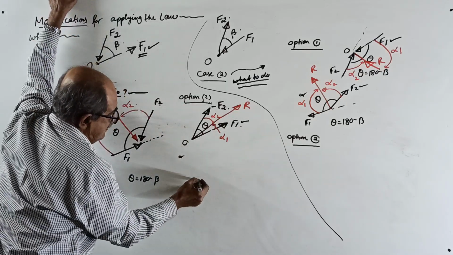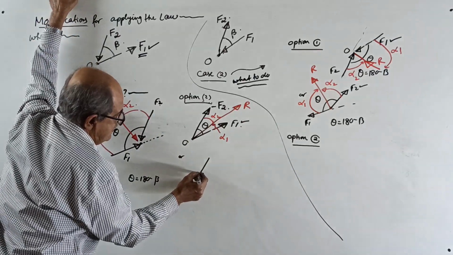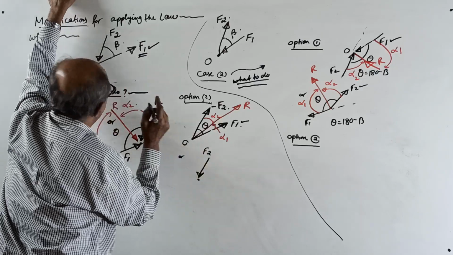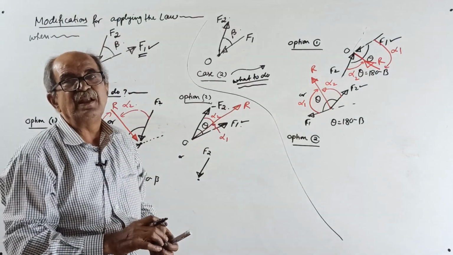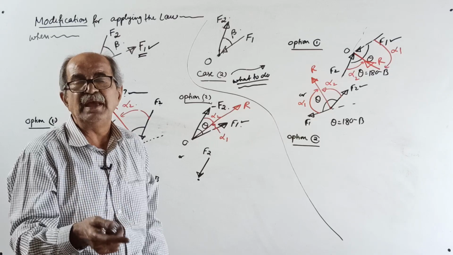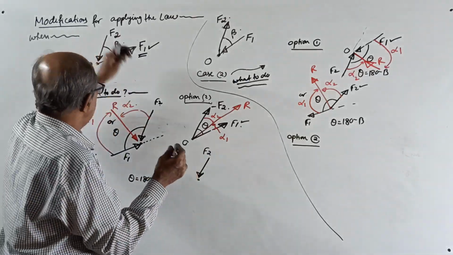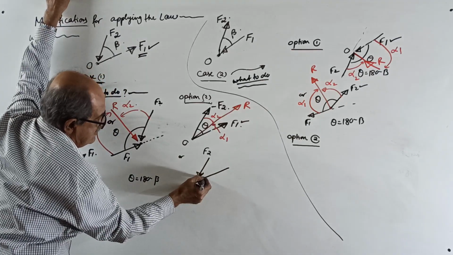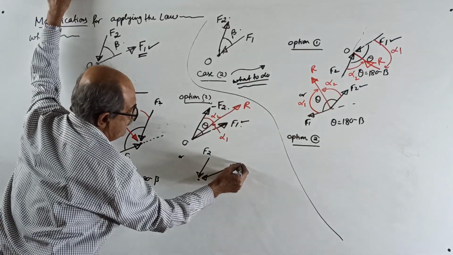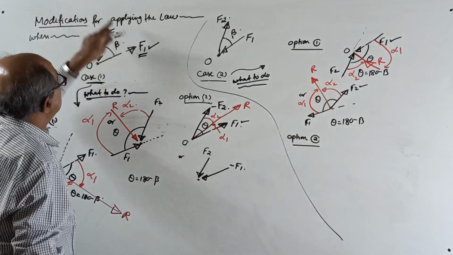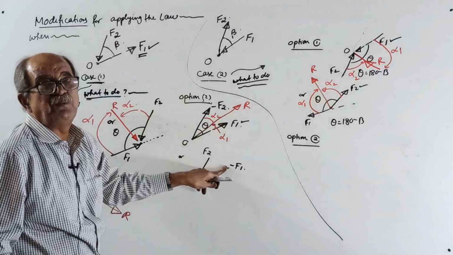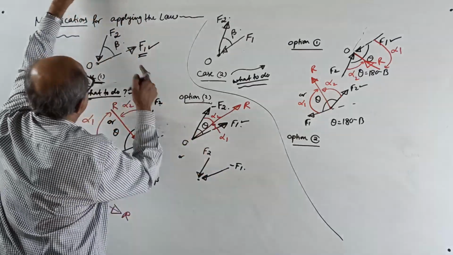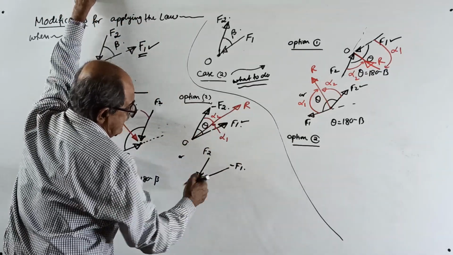Or, F2 you maintain the same way. All this will be clear when I take a numerical. See how many numericals I am taking, very slowly. F1 is going away. Make that also incoming, but right here, minus F1. Whatever F1 they told, write minus F1 here. Now, suppose they give 10 Newton here, write minus 10.